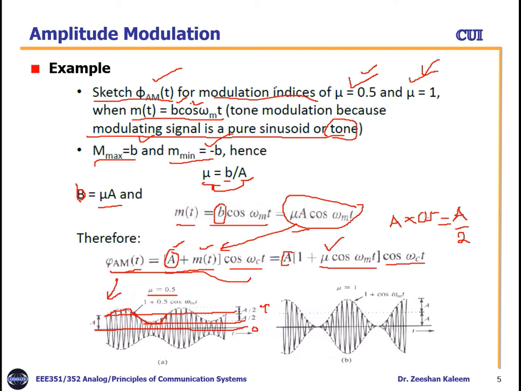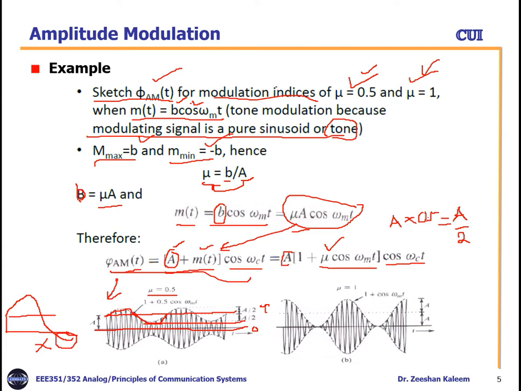So invalid detection is possible here, right? What does it mean, it's not going beyond zero? This can be a case when A is here, and then your message goes high and goes downward. So if it goes below the zero, this cannot be detected and it will give you an error, right? So this was the case for mu equals to 0.5. You can clearly notice that it is not touching the zero axis.